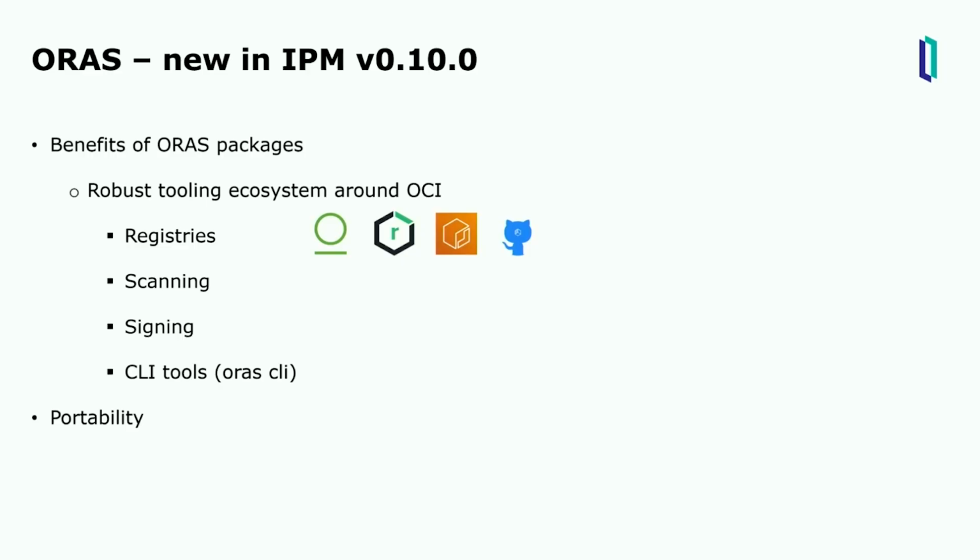On the back end, ORAS artifacts are also nicely bundled together into a tar.gz file. So if you're in an environment that's air-gapped, you could use something like the ORAS CLI to pull down the package as a tar.gz file, move it across your air gap, and then re-upload it into your own registry. You could also store it as a file as is. You'll lose some of the versioning functionality that IPM provides, but it is there.